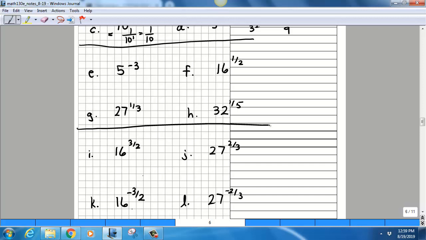Try those. 5 to the minus 3, 16 to the 1/2, 27 to the 1/3, and then 32 to the 1/5. So 5 to the minus 3, 16 to the 1/2, 27 to the 1/3. Sounds like it should be 9, but I don't think it is. And then 32 to the 1/5 power.